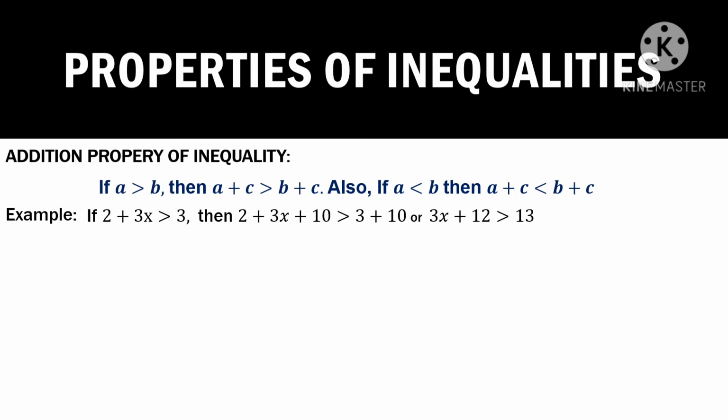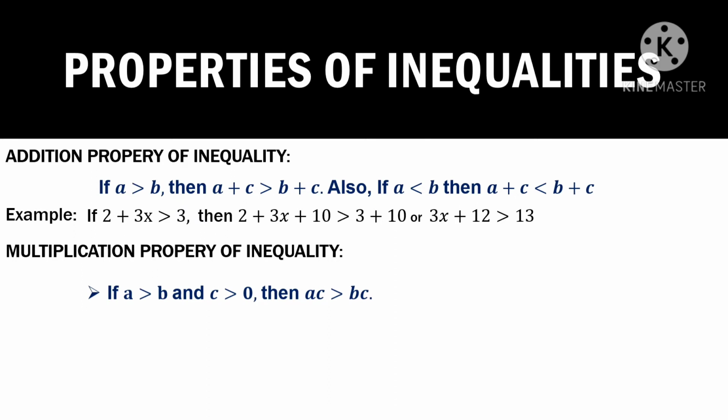So meaning if the same number is added to both sides of an inequality, the inequality will remain unchanged. Another property is the multiplication property of inequality. There are two conditions in this property. The first one is if A is greater than B and C is greater than 0, meaning C is a positive number, then AC is greater than BC.